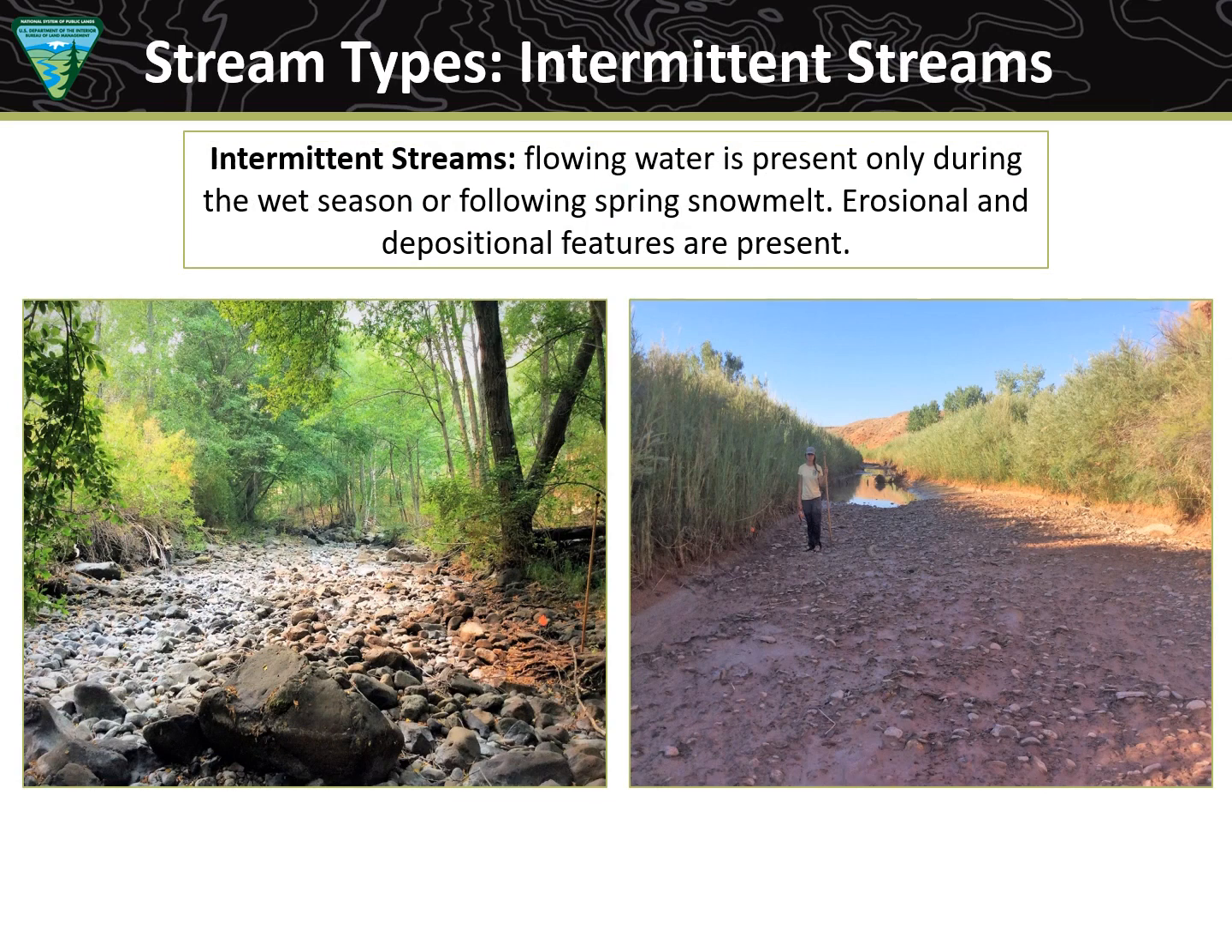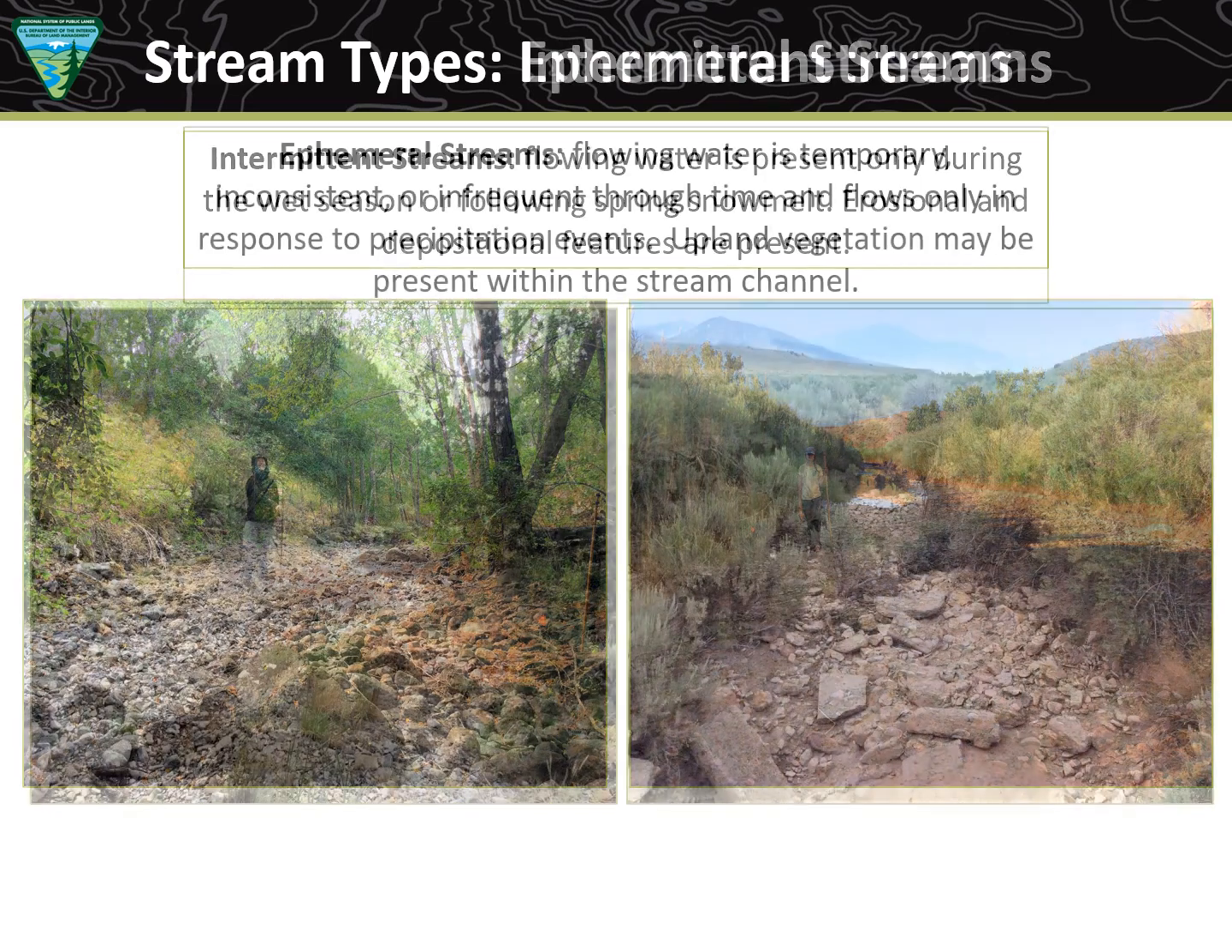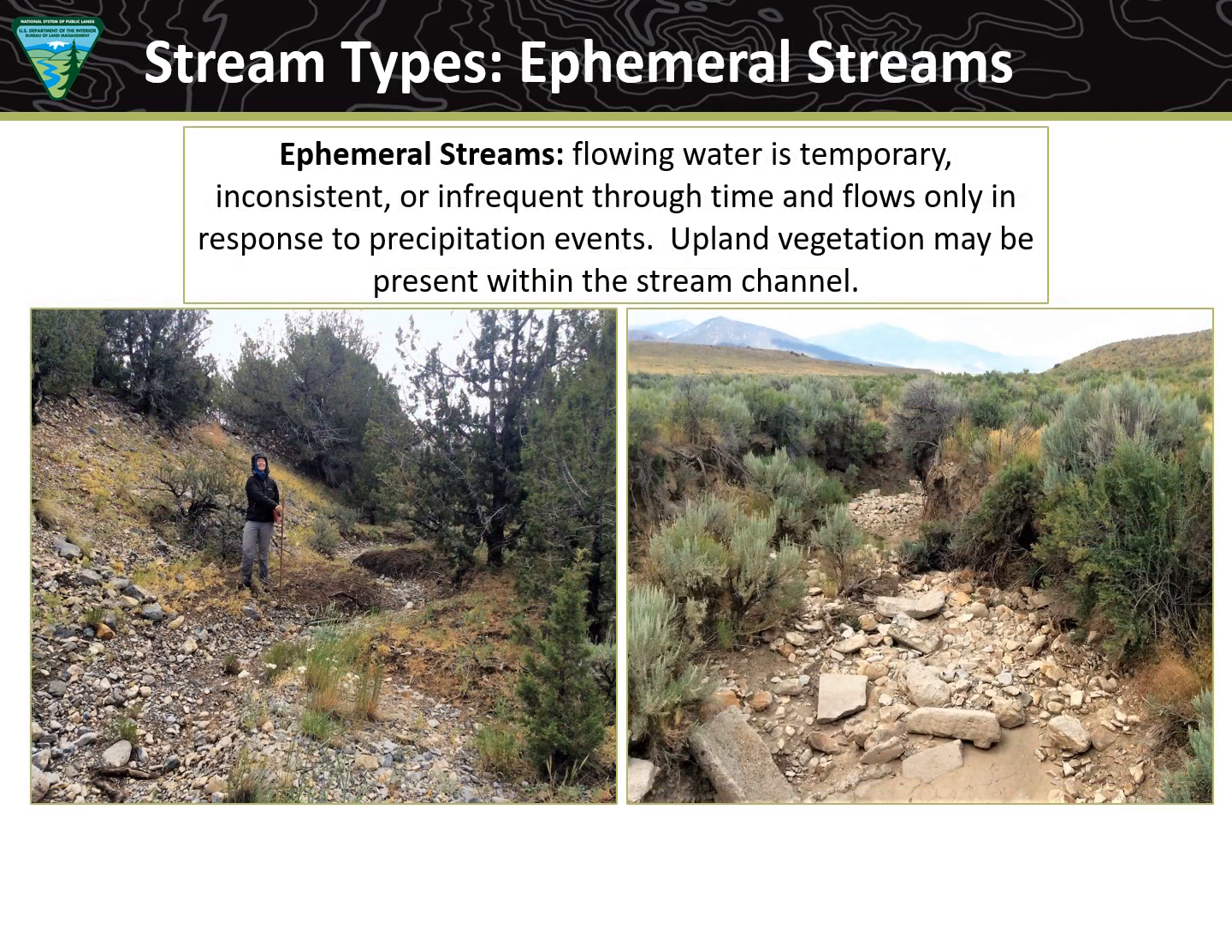These stream channels may not be as well defined as those observed for perennial systems, but erosional and depositional features must be present. Ephemeral streams have less frequent flow than intermittent streams and only flow in response to precipitation events. Ephemeral streams do not have identifiable erosional or depositional features. In many cases, there may be upland vegetation within the stream channel.